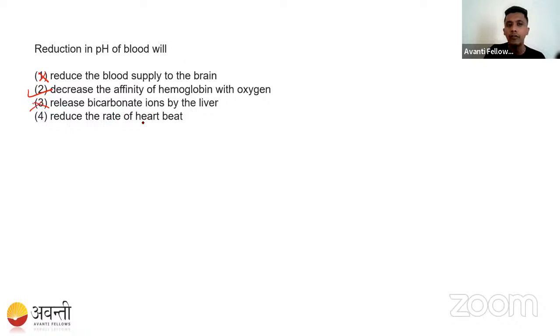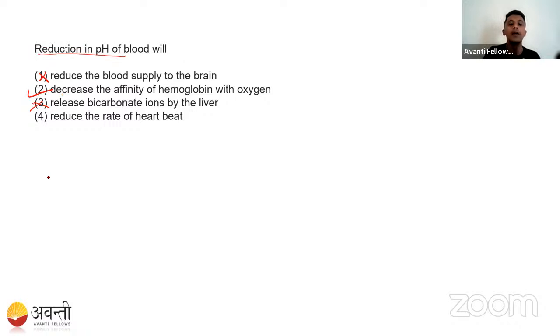So, reduce the rate of heartbeat. Usually whenever there is a reduction in the pH level, it actually increases the rate of heartbeat. It does not reduce the rate of heartbeat. Correct? Because the heart has to supply more and more blood, more and more oxygen to the tissues. Obviously, there is a high amount of carbon dioxide in the blood. That is why we have a reduction in the pH.